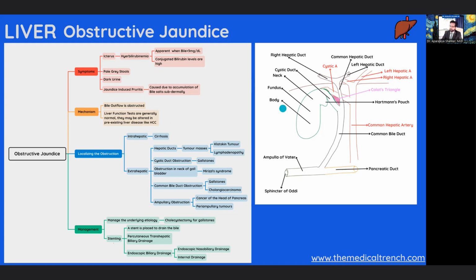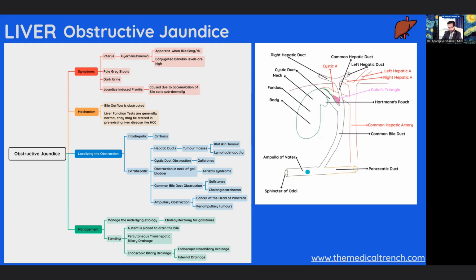So we divide, in general, the location of the obstruction for obstructive jaundice in two ways. You have intrahepatic, which is cirrhosis, and extrahepatic. Extrahepatic is anything that comes outside of the liver, so that includes the entire biliary tree. You can have an obstruction in the right and left hepatic ducts, in the common hepatic duct, or anywhere along the cystic duct or the common bile duct.